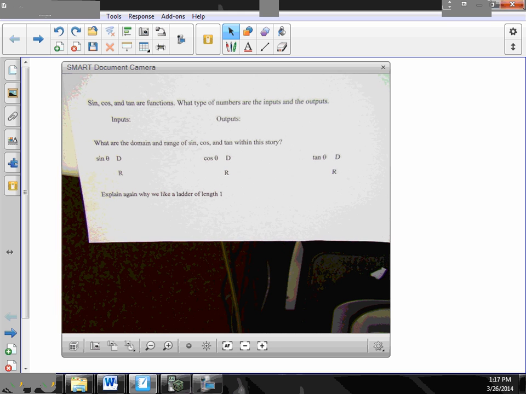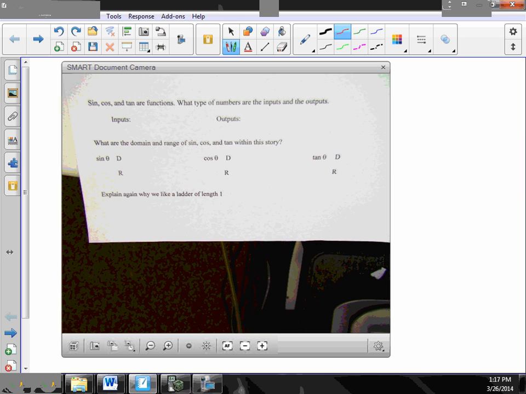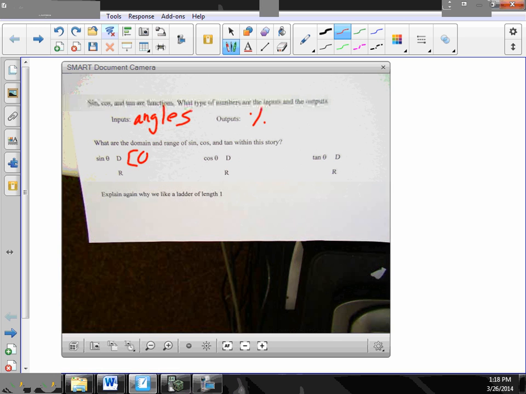Yeah. All right. What are the inputs for sine, cosine, and tangent? What do we stick in? Angles. So these are angles. What do we get out, Connor? Percentages, unless the ladder is length 1, and then we get percentages and side lengths for the sine and the cosine. Yeah. Okay, so the domain of sine we have extended. It used to be greater than 0, less than 90. It's now from 0 to 90.